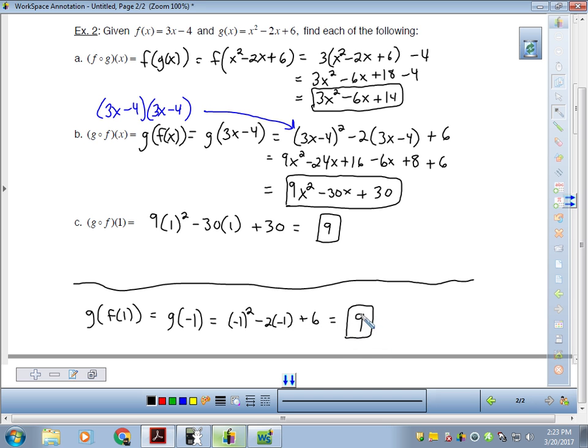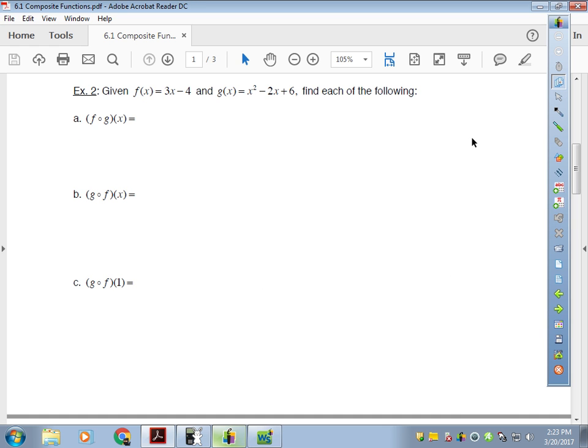Notice we get the same answer either way. They both come out as 9. Because algebraically we're doing the same thing. We're just doing it in a slightly different way. Okay. So, that's some more composition.